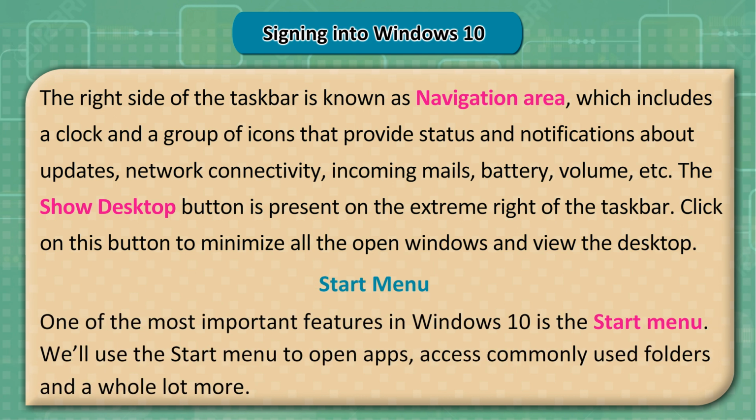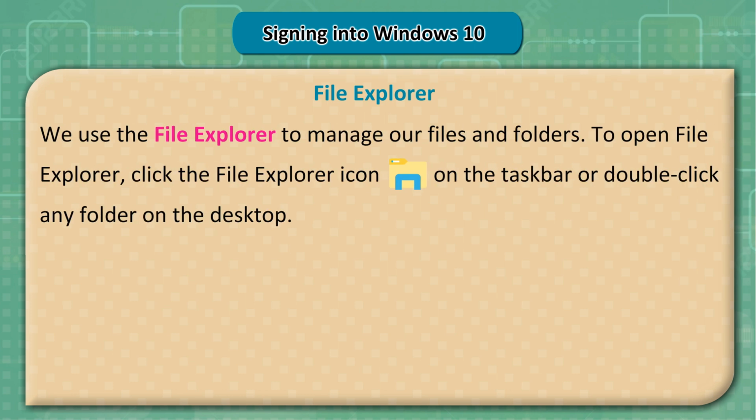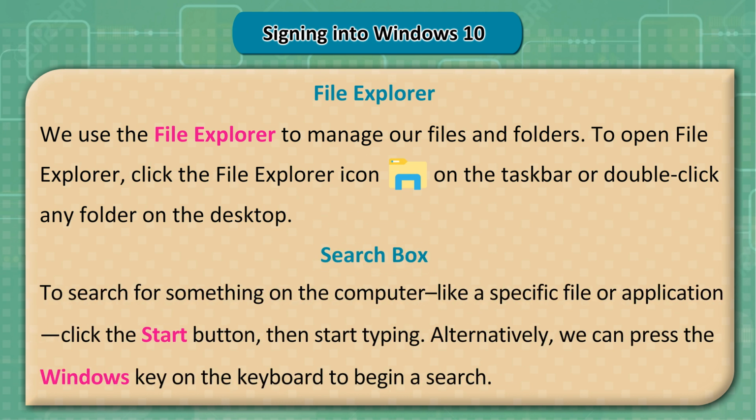Start menu. One of the most important features in Windows 10 is the Start menu. We'll use the Start menu to open apps, access commonly used folders and a whole lot more. File Explorer. We use File Explorer to manage our files and folders. To open File Explorer, click the File Explorer icon on the taskbar or double-click any folder on the desktop. Search box. To search for something on the computer like a specific file or application, click the Start button, then start typing. Alternatively, we can press the Windows key on the keyboard to begin a search.